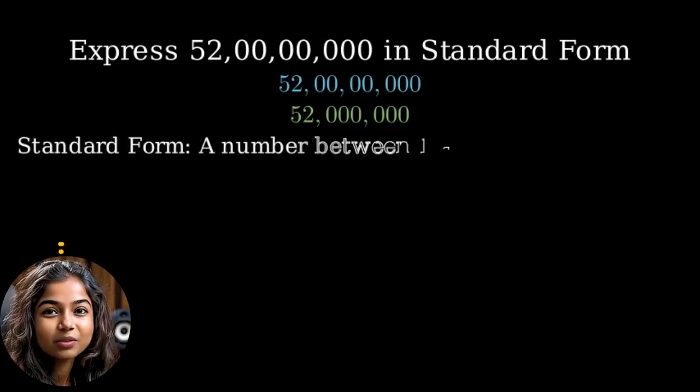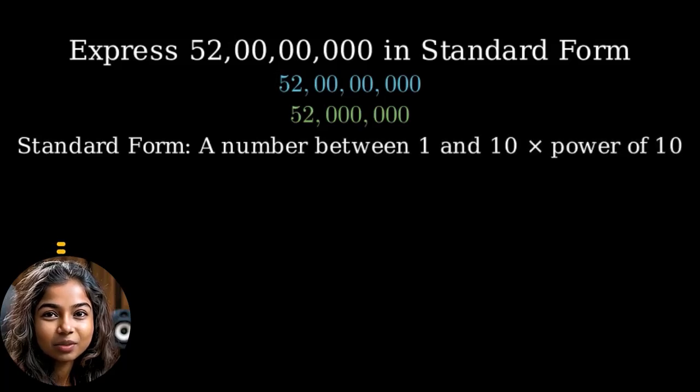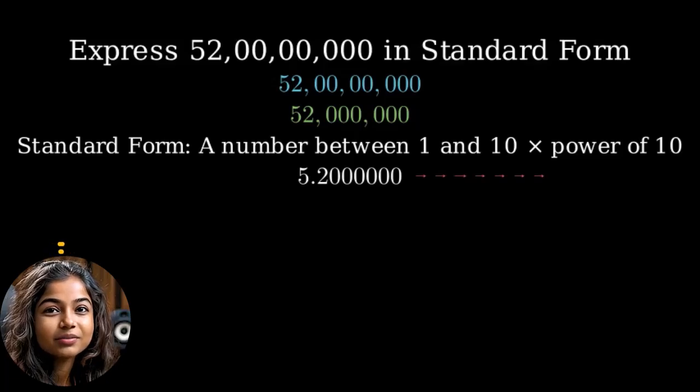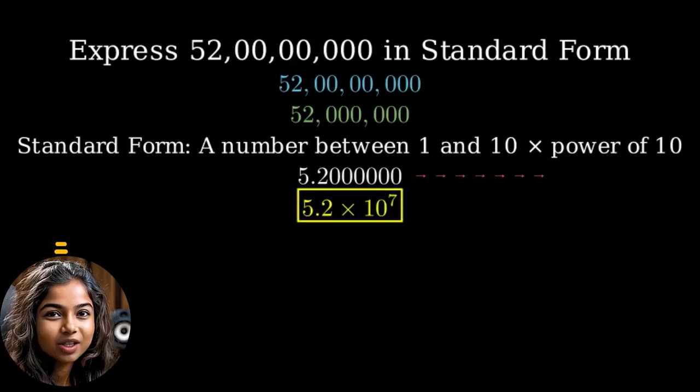To write this in standard form, we need to express it as a number between 1 and 10 multiplied by a power of 10. Let's count the number of places we need to move the decimal point to get a number between 1 and 10. Starting from 5.2, we need to move the decimal point 7 places to the right to get back to our original number. Therefore, our number in standard form will be 5.2 times 10 to the power of 7.